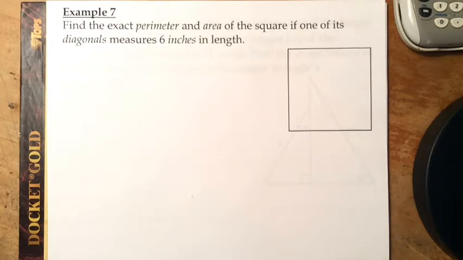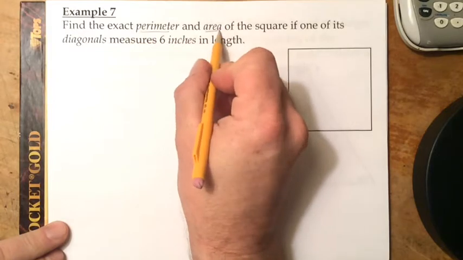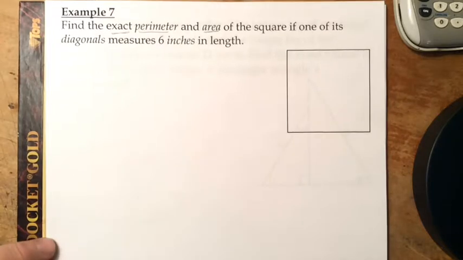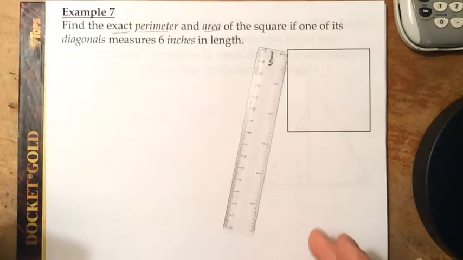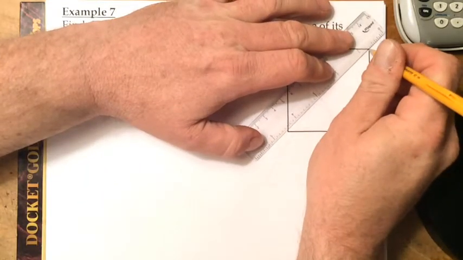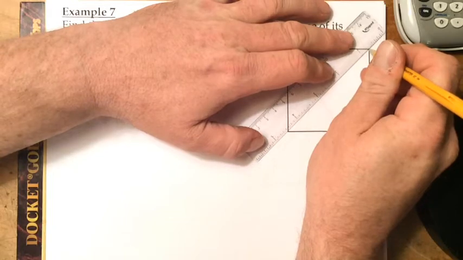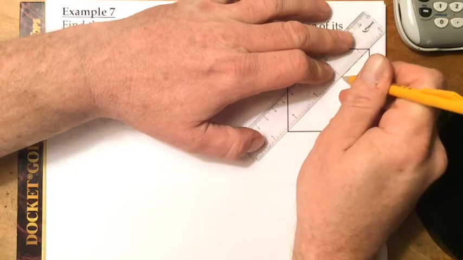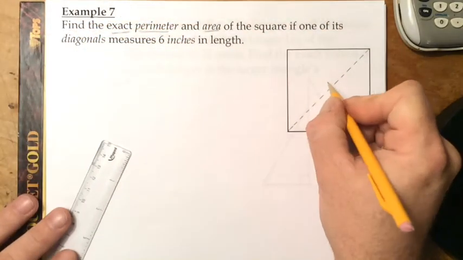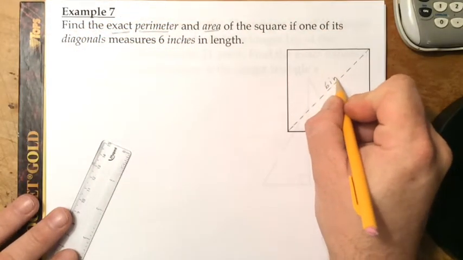Example 7. Find the exact perimeter and area, these are exact, of the square that's given to you if one of its diagonals measures 6 inches in length. Well, there's no diagonal drawn, so let's draw one. I'm going to draw this one from this vertex in the upper right hand corner to the lower left hand corner. I'm going to dash it in and label it with 6 inches.